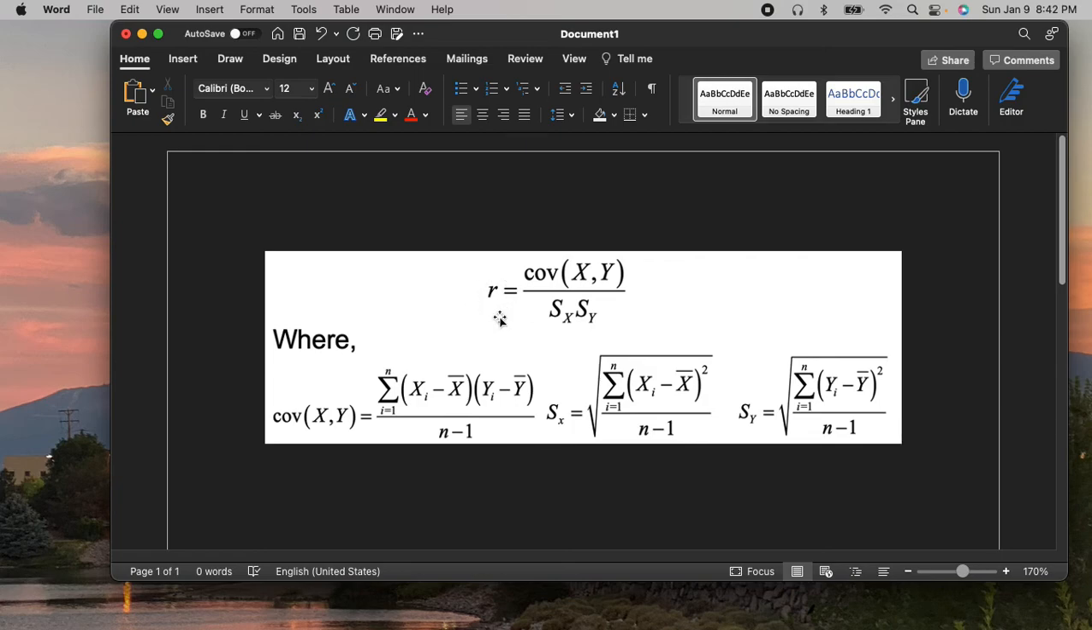So we know the correlation is going to equal the covariance between x and y divided by the standard deviation of x and the standard deviation of y. And then at the bottom here, we have the formulas for how to find the covariance and how to find the standard deviations of x and of y.